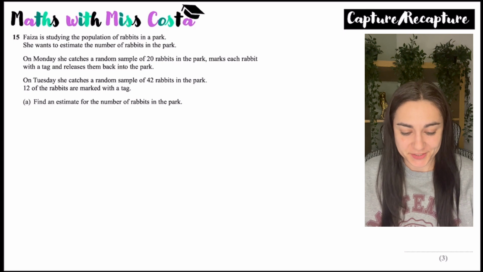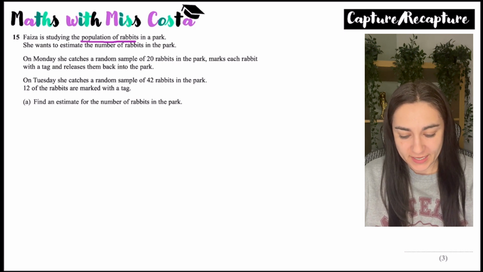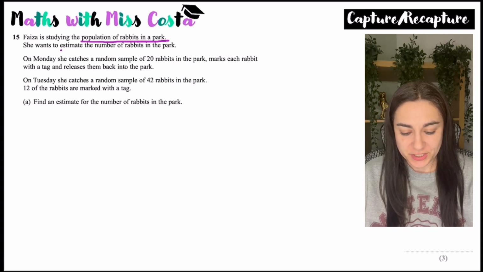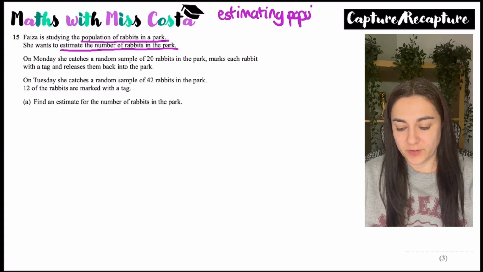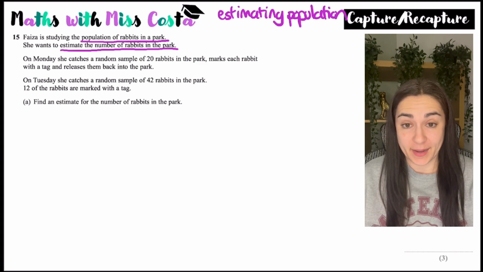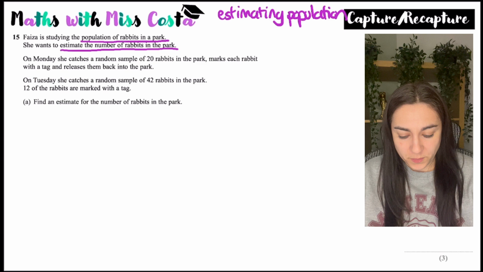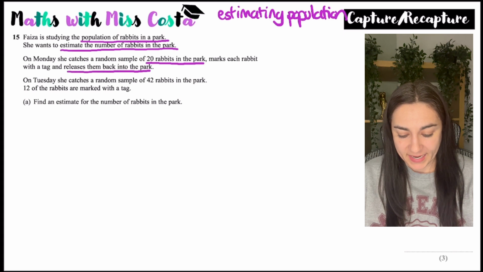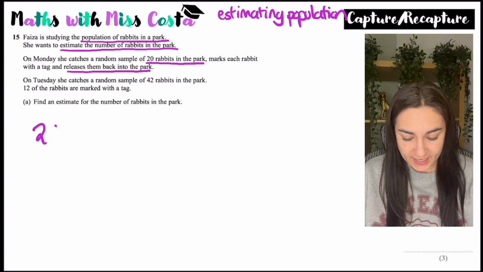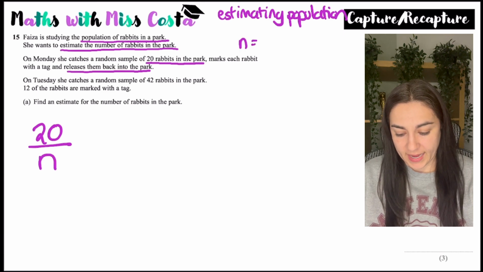Okay, so in this question, I'm told that Faiza is studying the population of rabbits in a park. She wants to estimate the number of rabbits in the park. So this is an estimating population kind of question, which is also known as capture recapture. Now, on Monday, she catches a random sample of 20 rabbits in the park, marks each rabbit with a tag, and then releases them back into the park. So I know that she catches 20 rabbits out of the total population. So N can represent the total population.